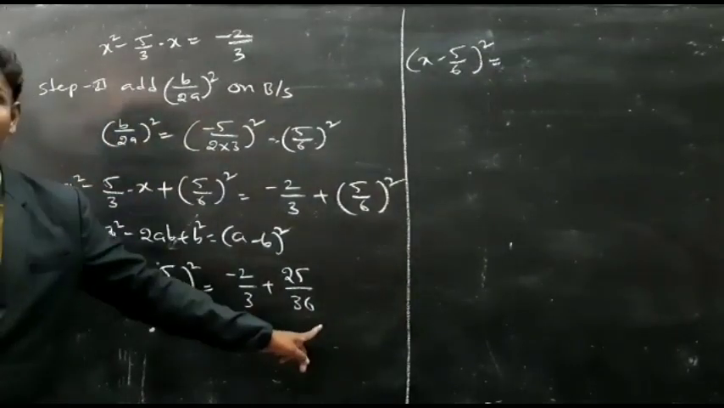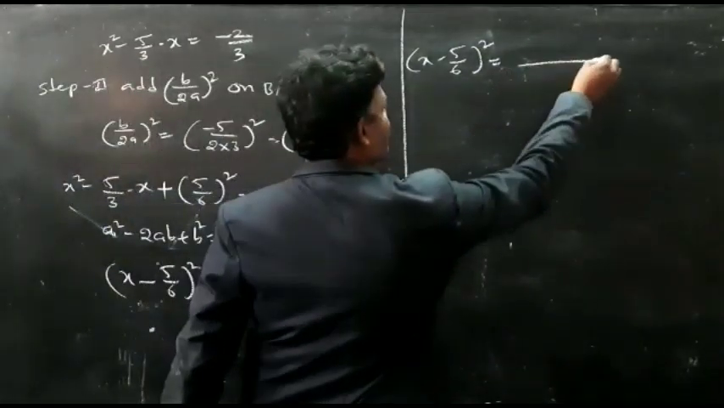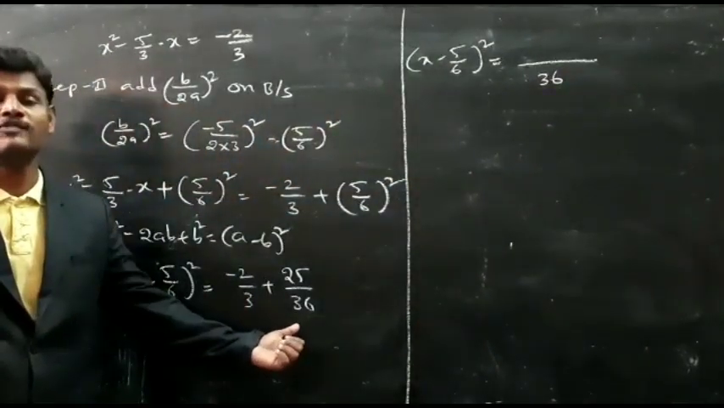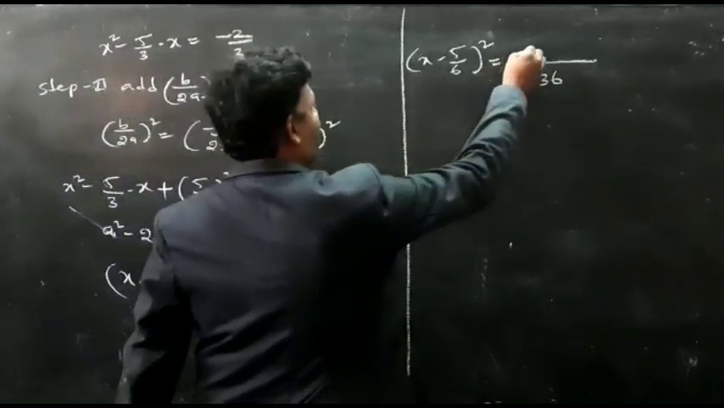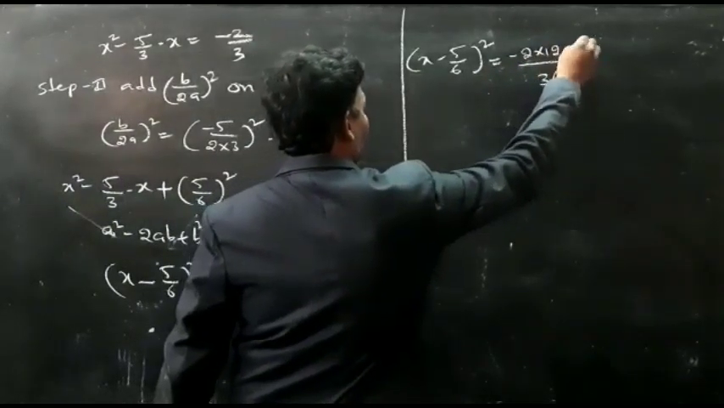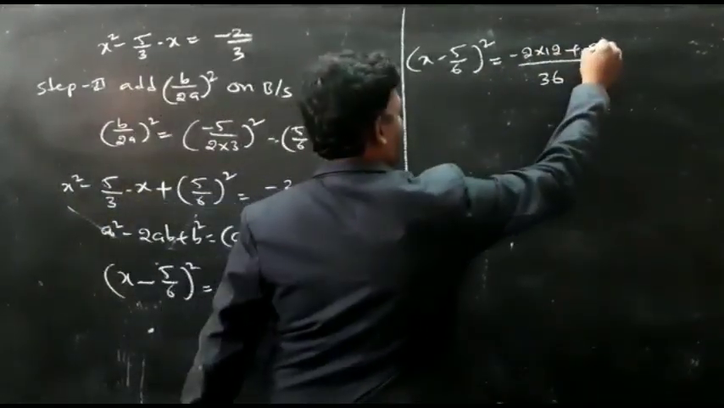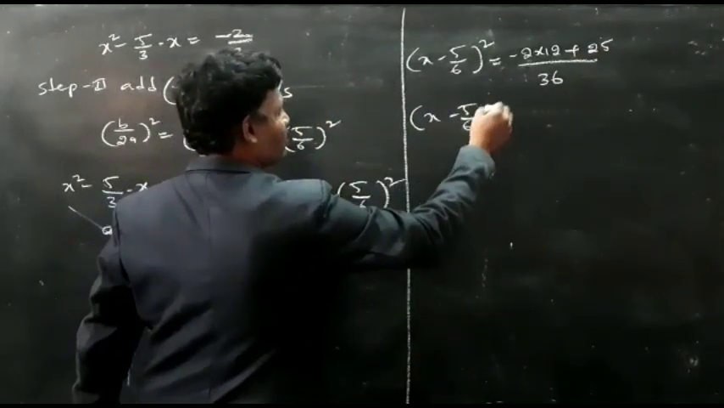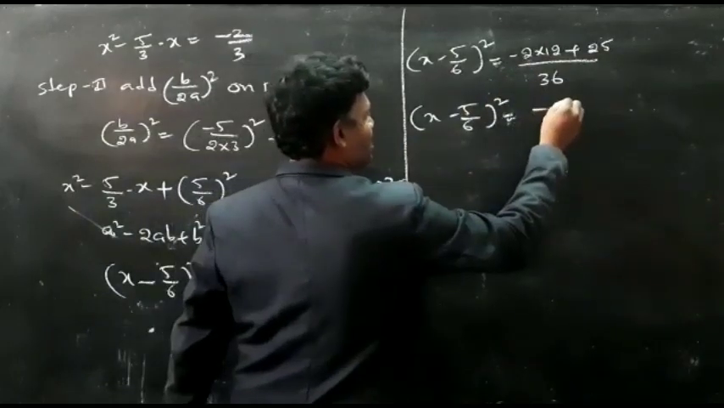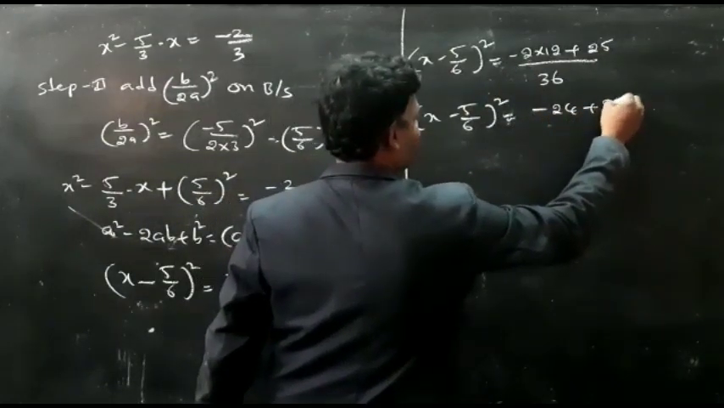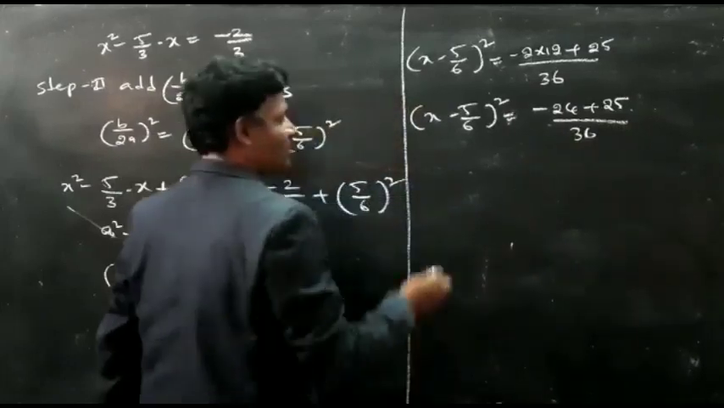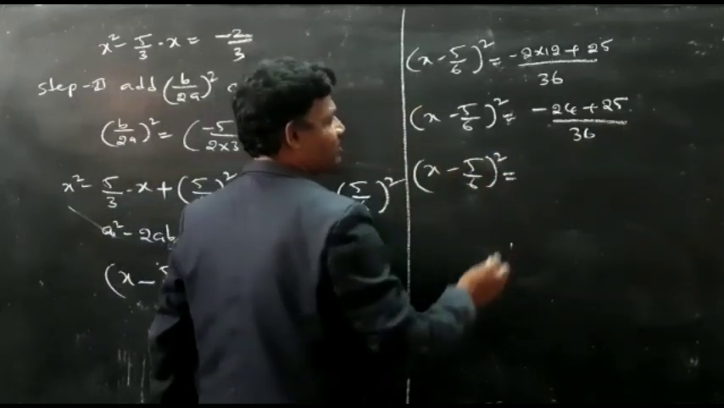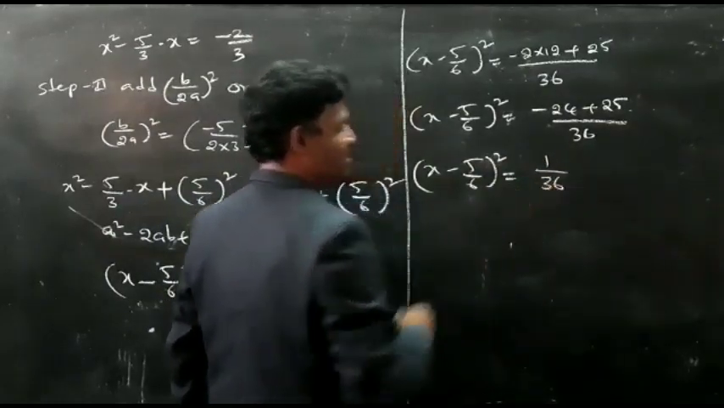Here, what is the LCM? 36 is the LCM. In the 3 table, 36 goes 12 times. So minus 2 into 12 plus 25 by 36. x minus 5 by 6 whole square is equal to minus 24 plus 25 by 36. So after the subtraction, x minus 5 by 6 whole square is equal to 1 by 36.